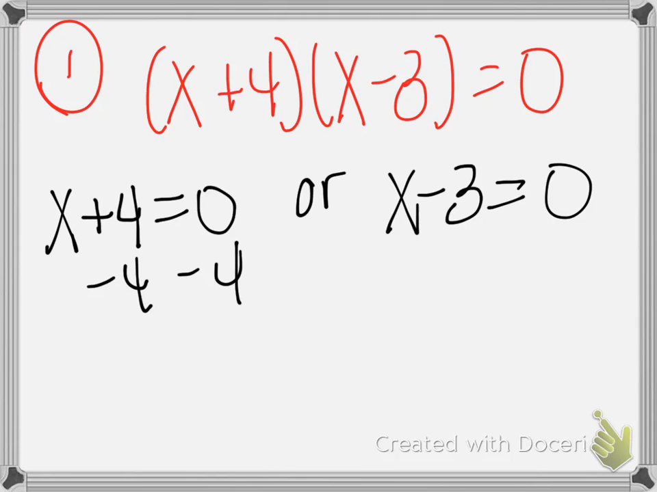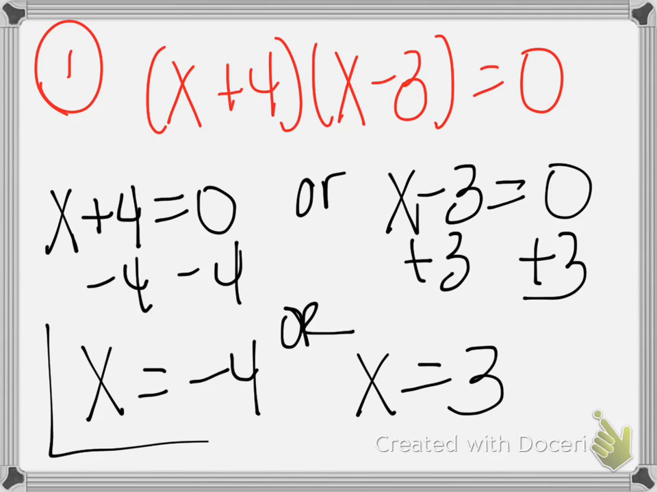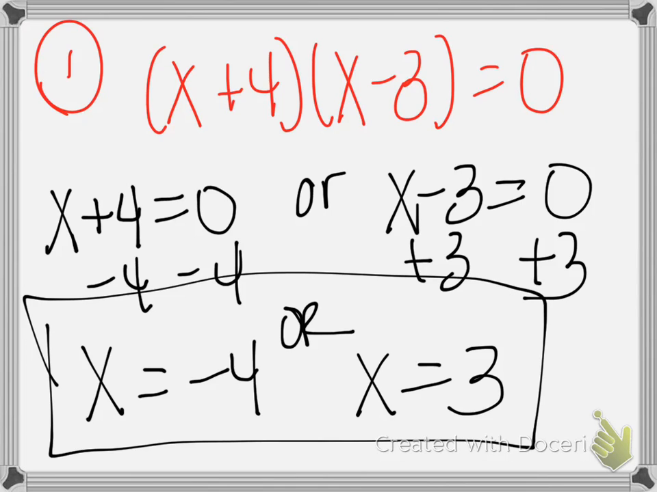Now we just solve each of those equations for x, so we get negative 4 when we subtract 4 from both sides, and we get 3 when we add 3 to both sides. So there's two solutions here, x equals negative 4 or x equals 3.